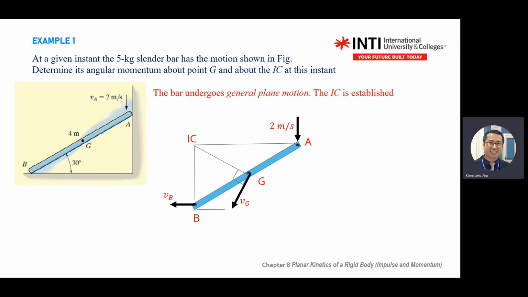Okay. Why are we focusing on velocity here? Because we are now in chapter 8. In chapter 8, you need to focus on impulse and momentum. So you only focus on velocity rather than acceleration. Before, in chapter 5, chapter 6, chapter 7, you were focusing on acceleration because you were using F equals ma. But when you come to chapter 8, impulse and momentum, you are focusing on velocity.